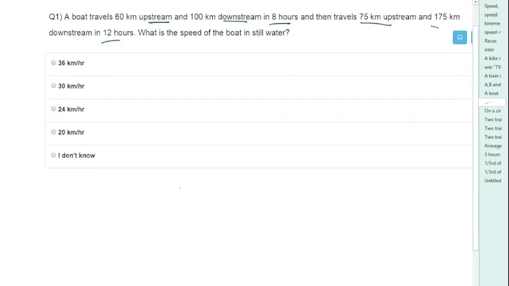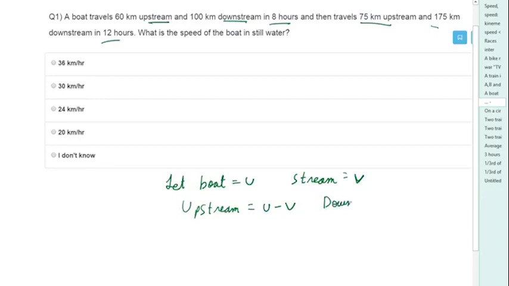Okay. So let's assume the boat's still water speed is equal to u and the stream speed is v. So when it is going upstream, the speed for the boat will be u minus v, and downstream it will be u plus v, from what we saw.